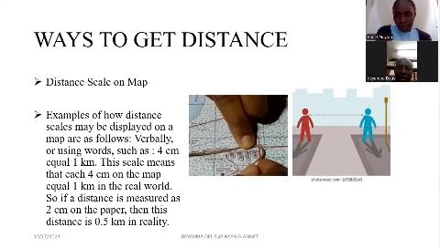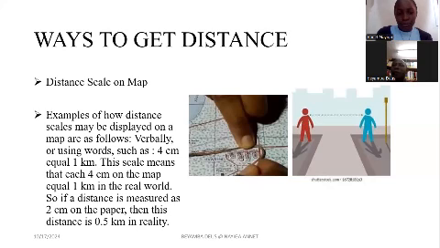Now, here we have an example of distance. How distance scales may be displayed on the maps. So we can represent the scales on the map verbally or using words such as 4 centimeters equal to 1 kilometer. And this scale means that each 4 centimeters on the map equal to 1 kilometer in the real world. So if a distance is measured as 2 centimeters on the paper, then this distance is 0.5 kilometer in the real world. If we have a square box on the map work that measures, let's say, 4 centimeters, in the real world it's going to measure 1 kilometer.